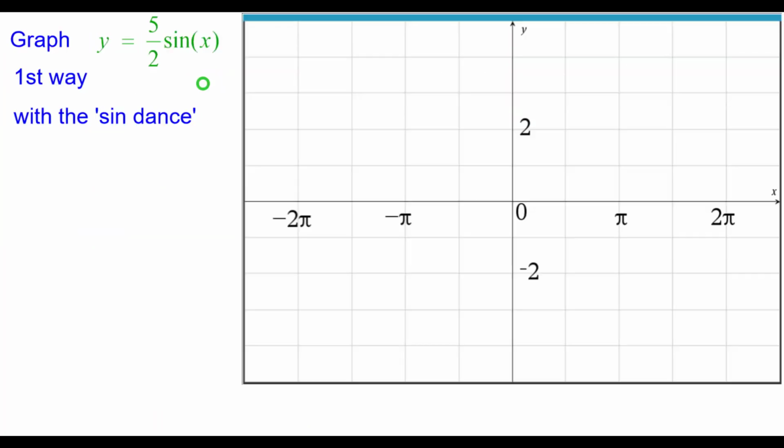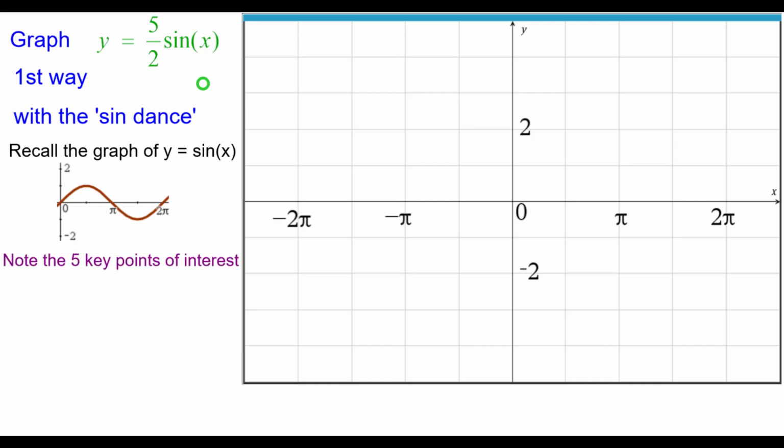Graph y equals 5 halves times the sine of x. The first way is with what we call the Sine Dance. We need to recall what the graph of the sine looks like, and there are 5 key points of interest. Put circles on those 5 points.